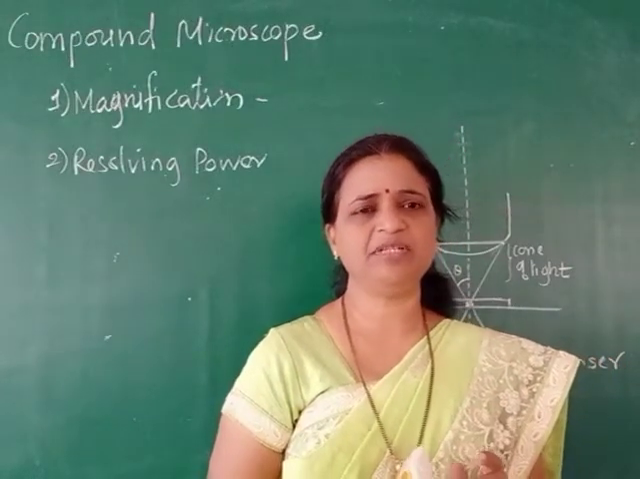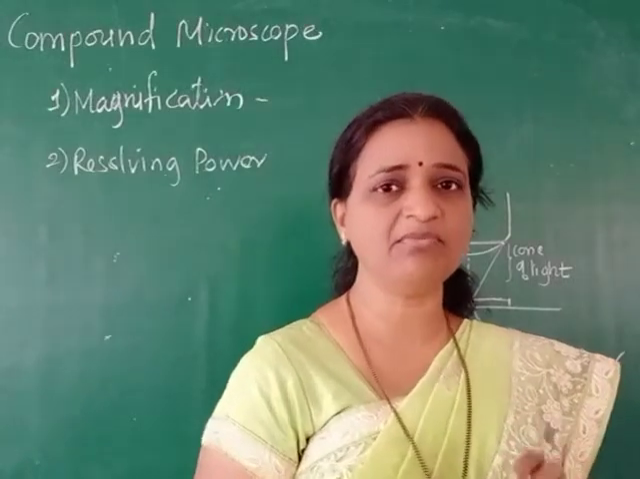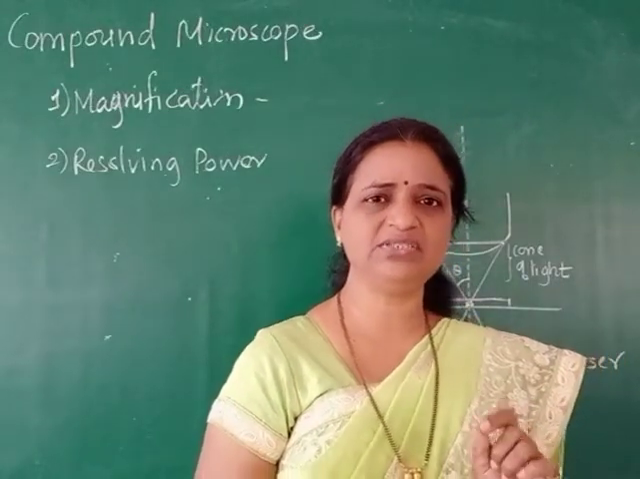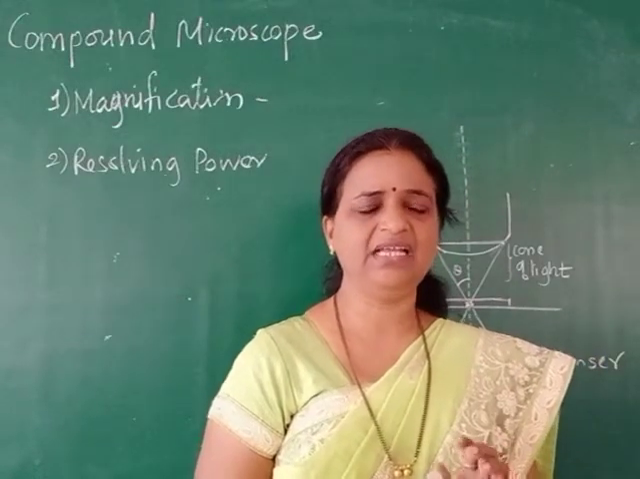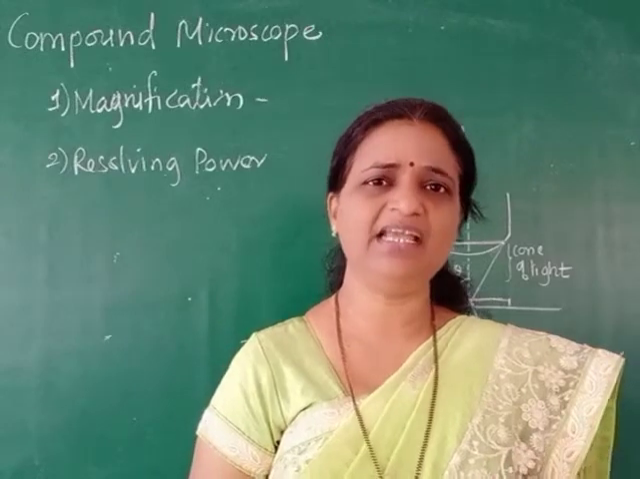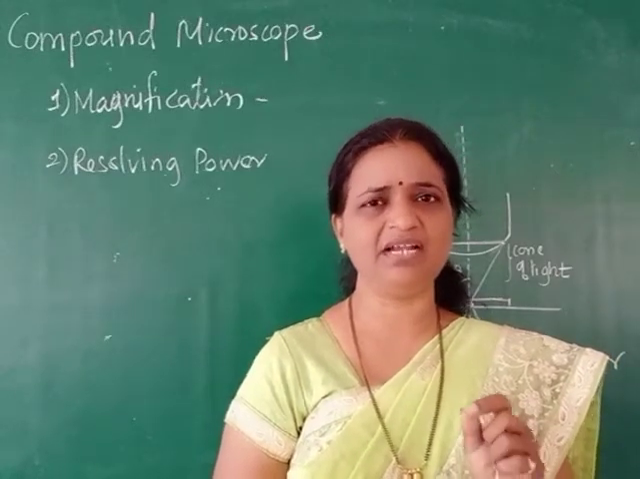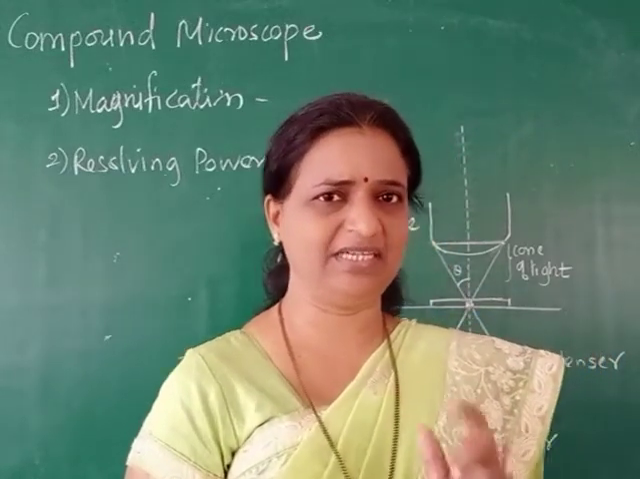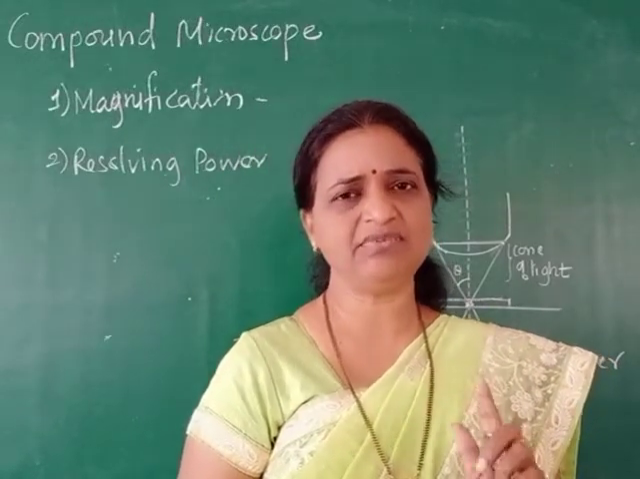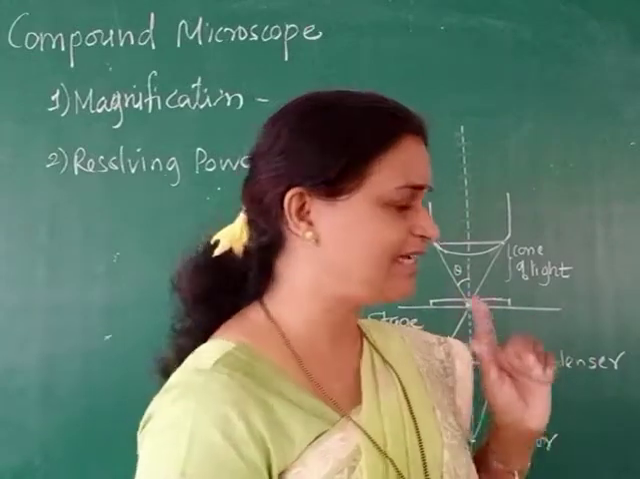Now let me explain what the use of the compound microscope is. All of you know that the compound microscope is the instrument used for magnification. As we are observing very small specimens, our bacteria range in microns, and we are trying to observe micron size particles. So magnification is very essential. So the first and very important property of the microscope is magnification.